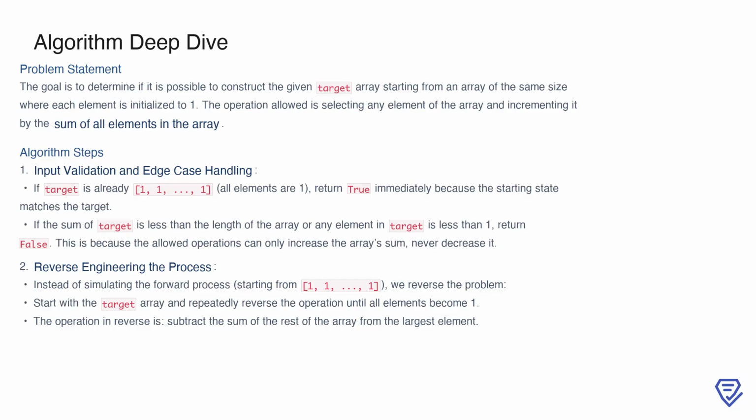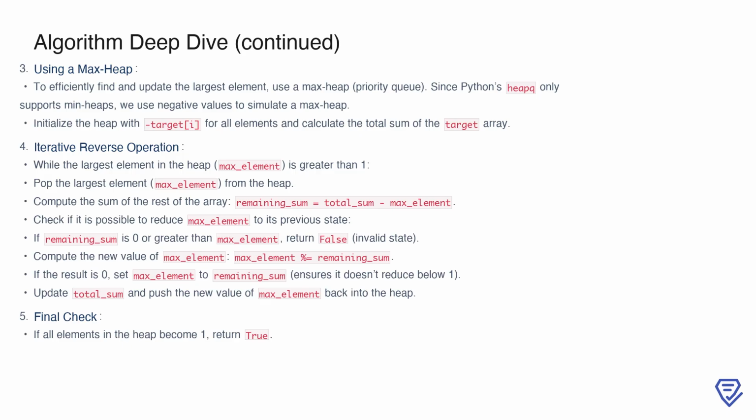The key insight here is to reverse the problem. Instead of building the target array forward from ones, we simulate the reverse process, starting with the target and repeatedly undoing the operation. Specifically, we subtract the sum of the remaining elements from the largest element in the array, gradually reducing the array until all elements become 1. To efficiently handle the largest element during this reverse process, we use a max heap.